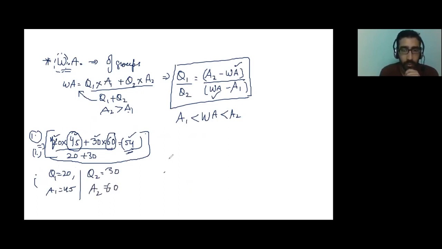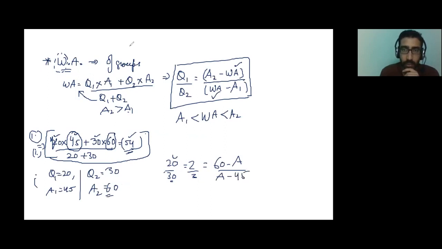Quantity 1 by quantity 2 is 20 by 30, or 2 by 3. This would have been equal to, since 30 was in the denominator, the difference of 60 with the average, whatever that average is. We know it's 54, but let's calculate it now using this formula. So 60 minus the average that we need to calculate, divided by average minus the value for batch 1, which is 45.